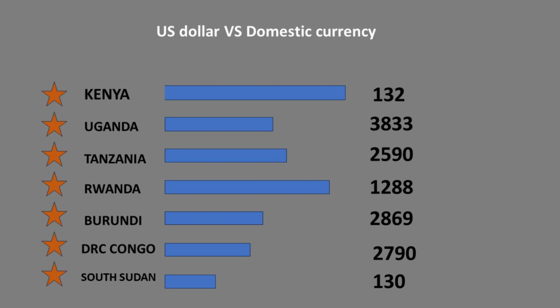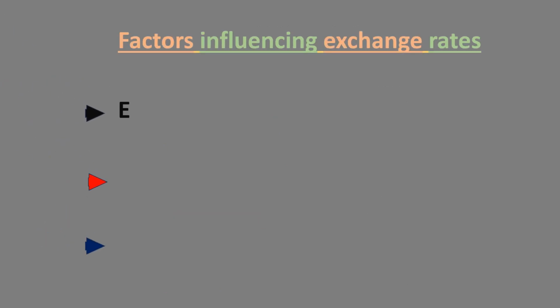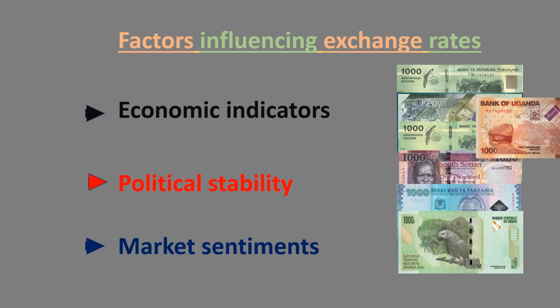4. Rwandan franc at 1,288 francs. 5. Burundian franc at 2,869 francs. 6. Congolese franc at 2,790 francs. 7. South Sudanese pound at 130 pounds. The exchange rate of East African currencies against the US dollar is influenced by a variety of factors, including economic indicators, political stability, and market sentiment.